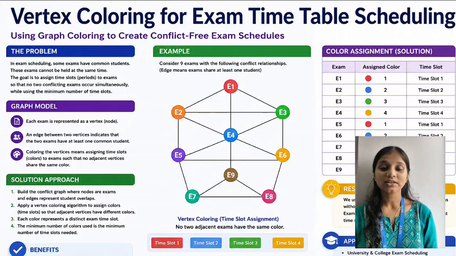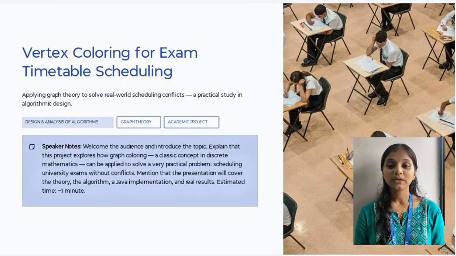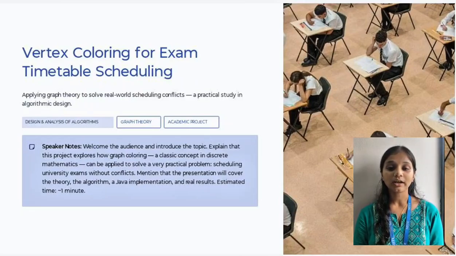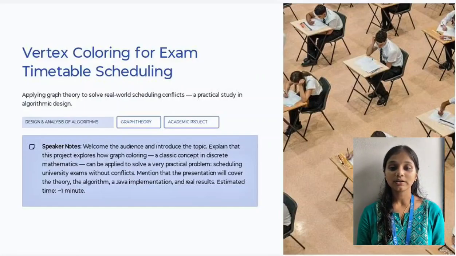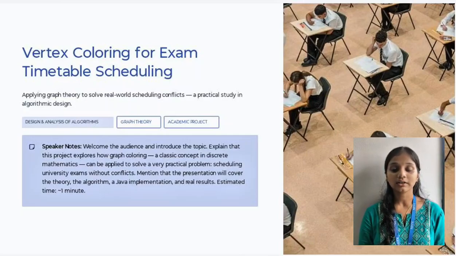In this approach, subjects are represented as vertices, conflicts between subjects are represented as edges, and different colors represent different time slots. In this presentation, we will explain the concept of vertex coloring, how it is applied to exam scheduling, the algorithm used, Java implementation, time complexity, and the result obtained. Now let us begin with the introduction to graph coloring.